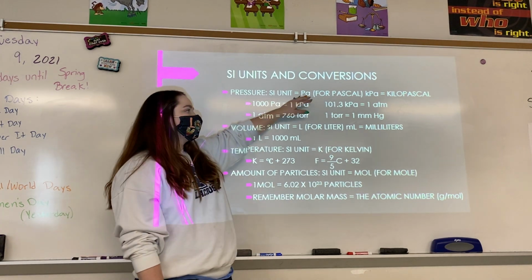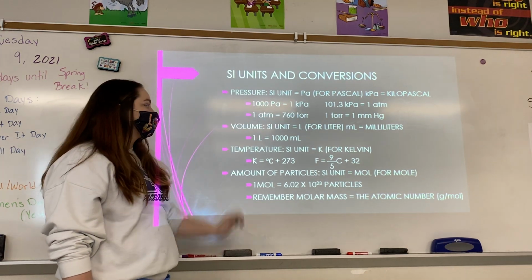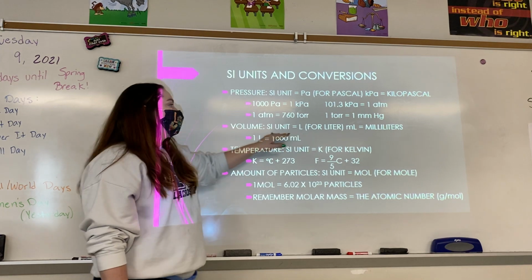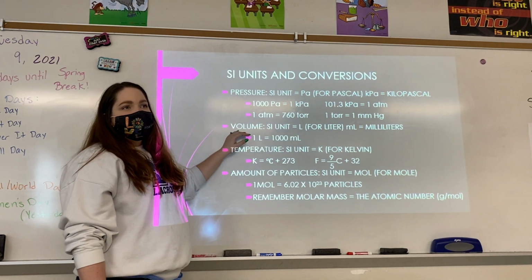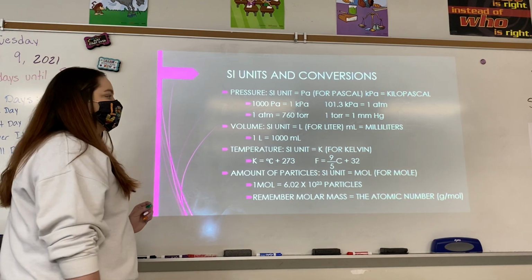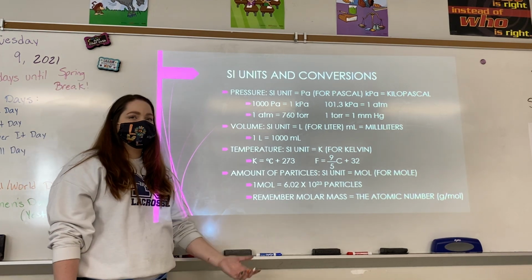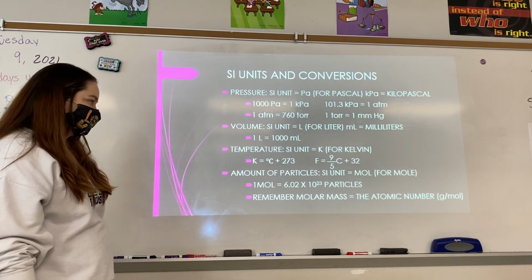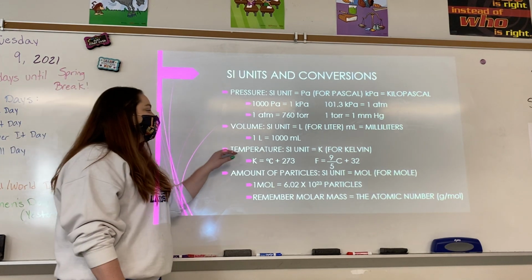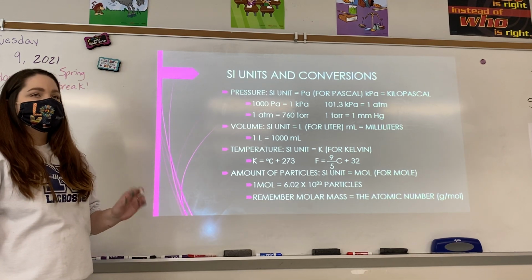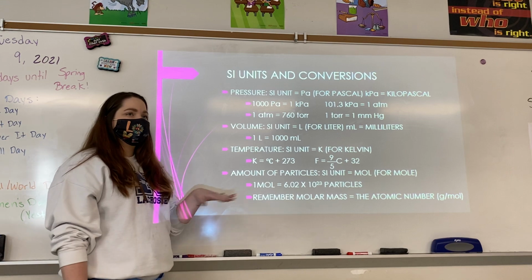But you do need to know that the pascal is the SI unit for pressure. You also need to know that the liter, so capital L, is the SI unit for volume. And you do need to know how to convert between liters and milliliters. So you would either multiply by 1,000 or divide by 1,000, whichever situation presents itself. And then finally, temperature. Our SI unit for temperature is called the Kelvin. So not degrees Kelvin, just Kelvin.